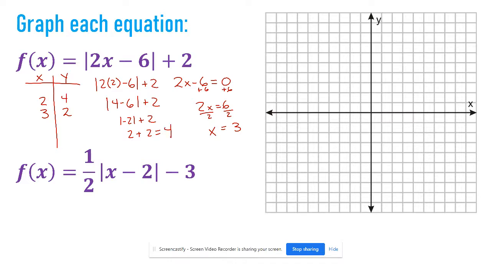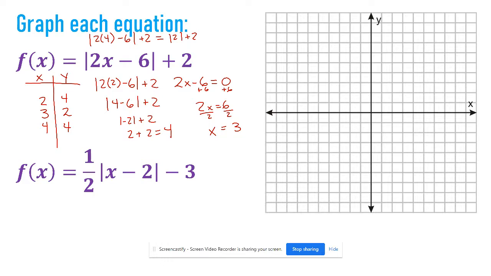I'm going to go on the other side of 3 and plug in a 4. Well, if I plug in a 4, I'm going to get 2 times 4 minus 6. And when you do 2 times 4 minus 6, that's going to give you 8 minus 6, or positive 2, and then plus 2. And so when I plug in a 4, I'm still going to get a 4. I don't have a lot of space here to keep plugging things in, but you're going to see a pattern here.